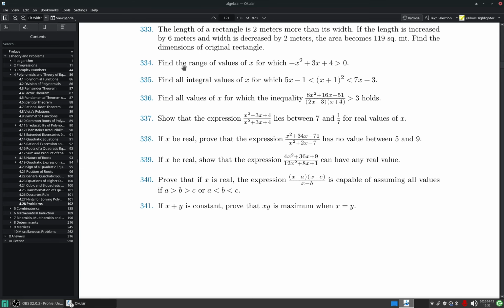Question 334 says: find the range of x for which minus x square plus 3x plus 4 is greater than 0.